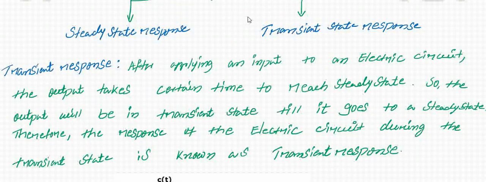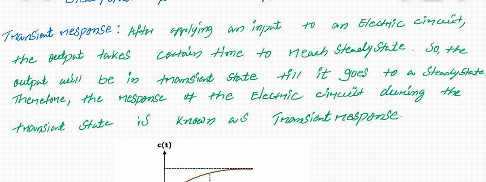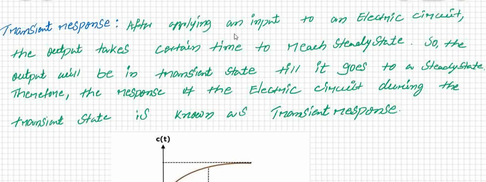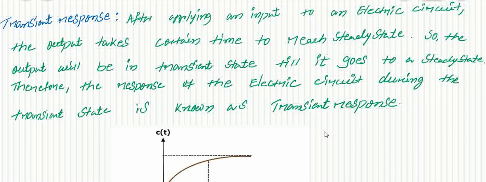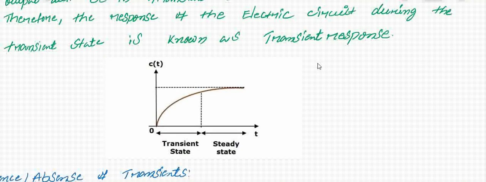We'll see what is transient state response. Before going to that, just see the waveform of a transient. This is a graph between output and time. The C of t is nothing but the output. Here you have one curve which is divided into two subsections. They have given it as the transient response and the remaining is the steady state response. So this output is a combination of transient and steady state response.